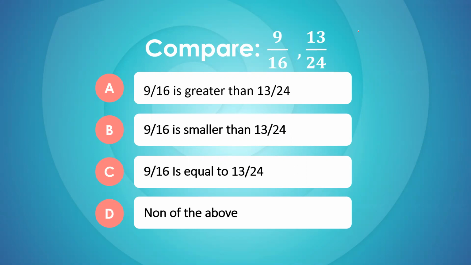A. 9 upon 16 is greater than 13 upon 24. B. 9 upon 16 is smaller than 13 upon 24. C. 9 upon 16 is equal to 13 upon 24. And D. None of the above.